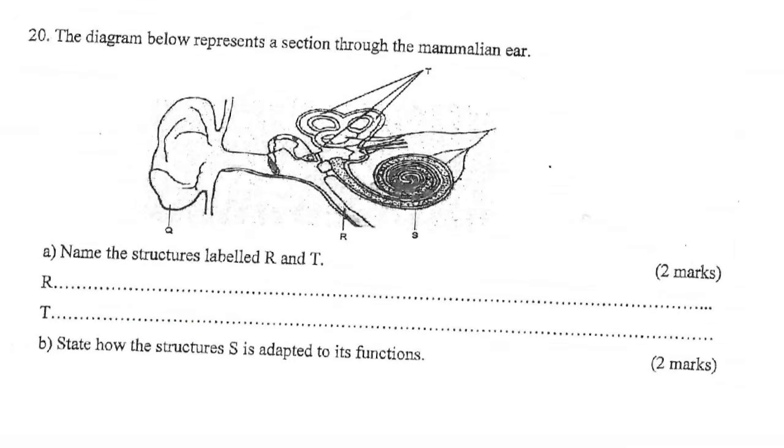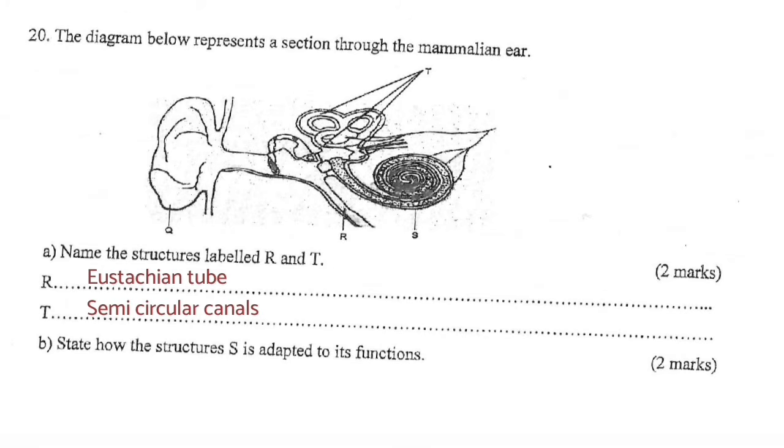Our last question. The diagram below represents a section through the mammalian ear. Part A. Name the structures labeled R and T. R, that is the eustachian tube. T, those are the semicircular canals.